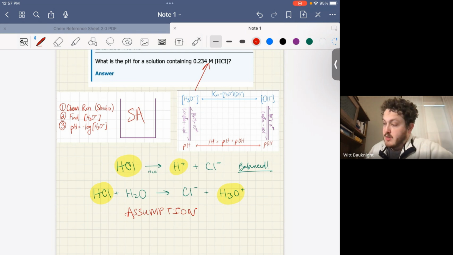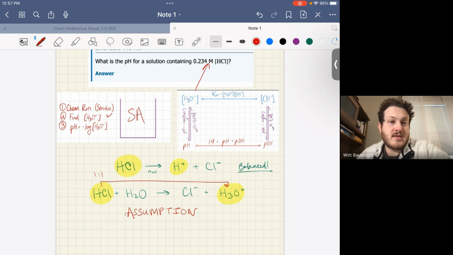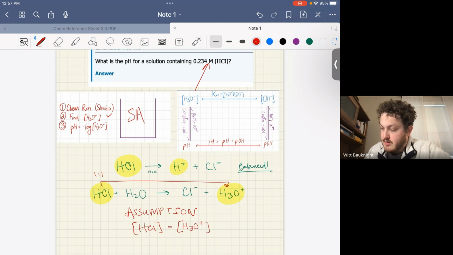Okay, so we have that chemical reaction now, and we can say, oh, there's a 1-to-1 ratio of HCl to H3O plus. Therefore, whatever the concentration of HCl is also the concentration of H3O plus. So boom, we just thought of step number 2. The concentration of HCl will be equal to the concentration of H3O plus. Therefore, the concentration of H3O plus is, look at the problem, 0.234 molarity.